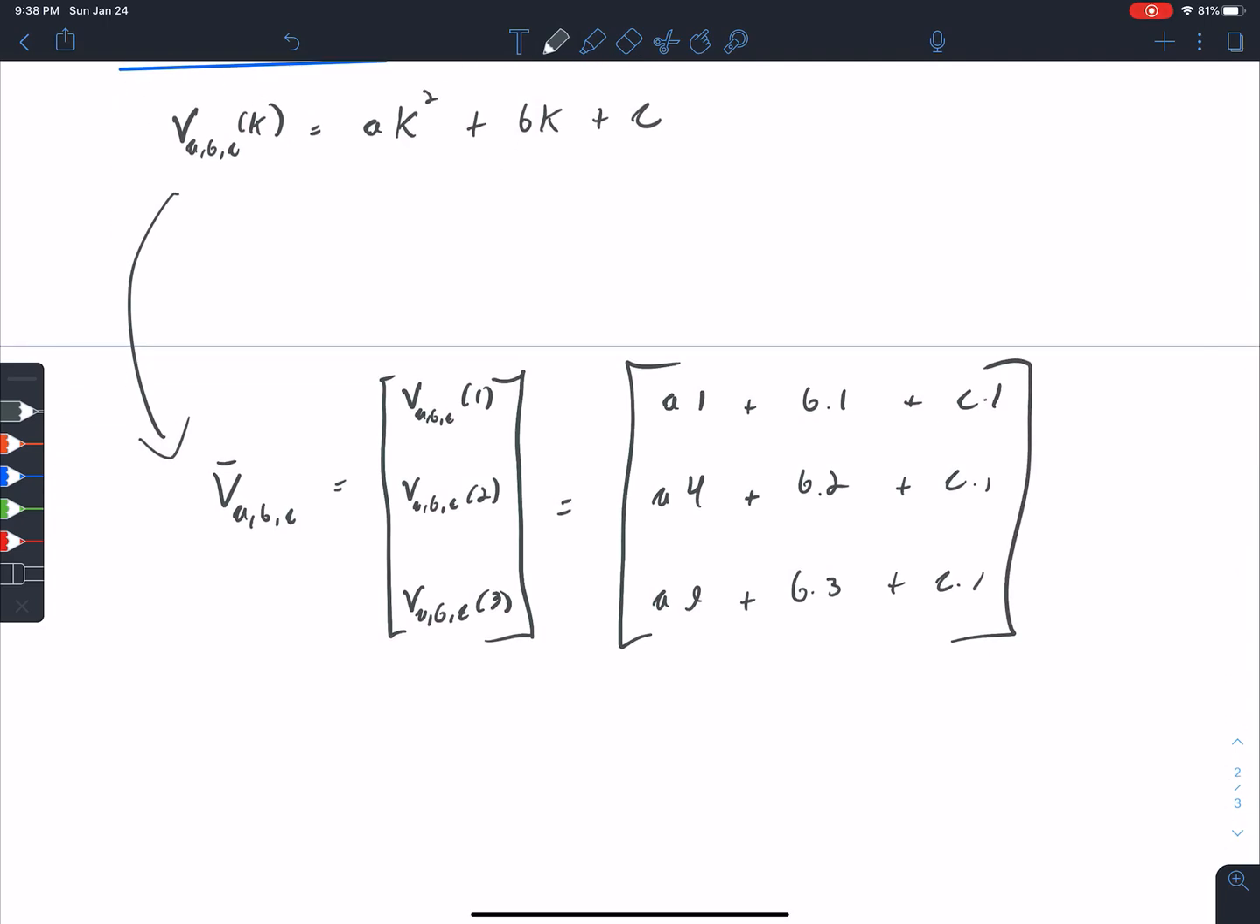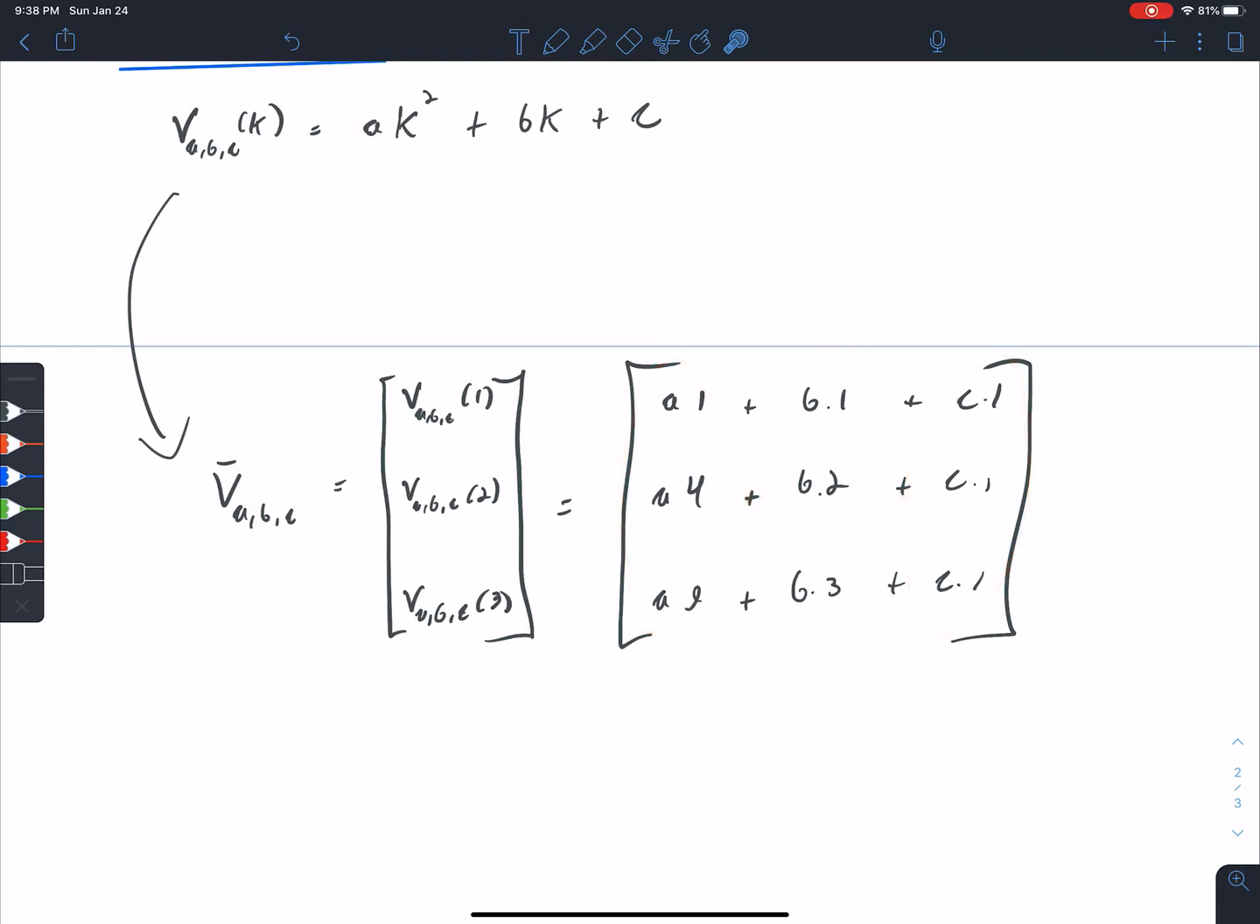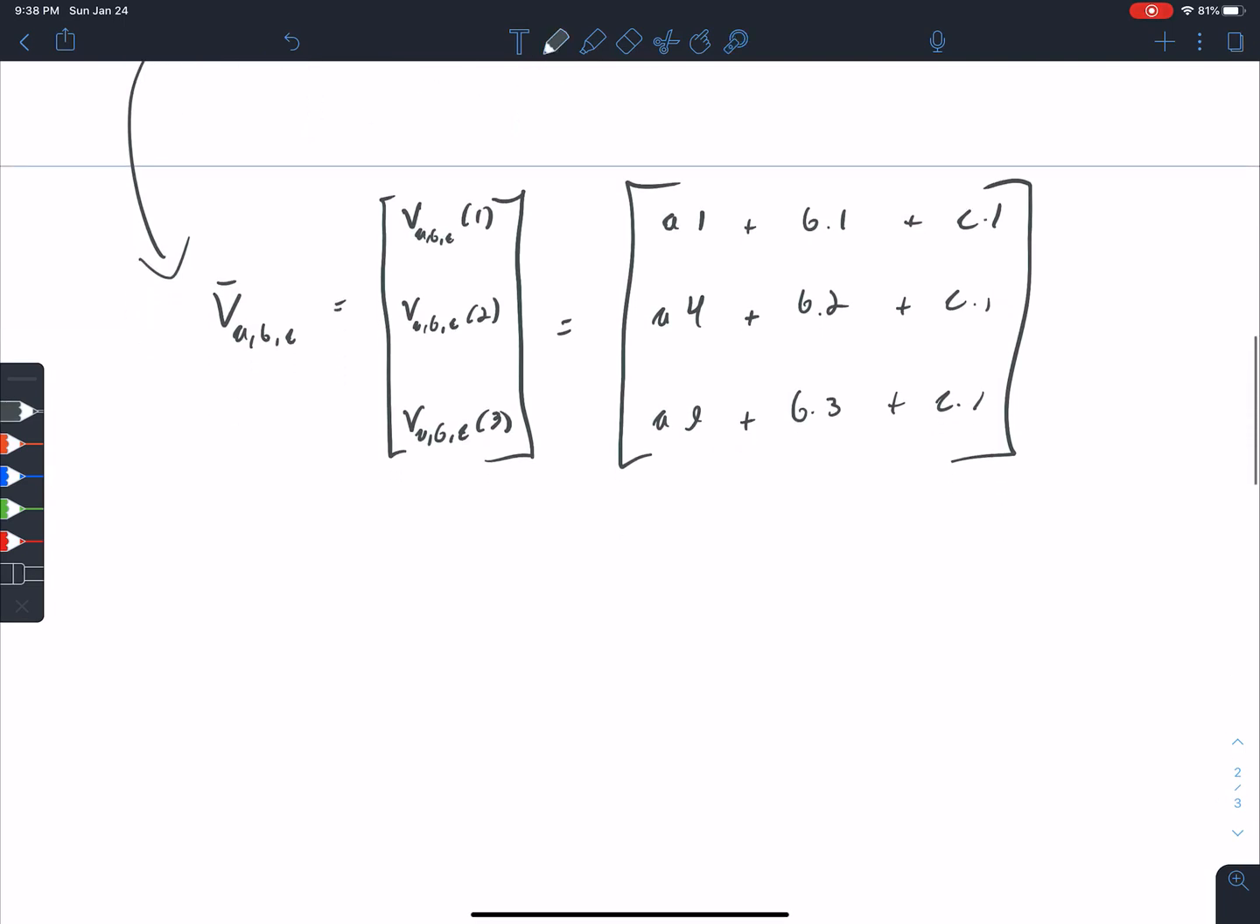And once again, I can look at this as a sum of 3 separate vectors. And I'm going to do the same thing that we did above. So we're going to separate the coefficients from the vector themselves. So this is a 1, 4, 9 plus b 1, 2, 3 plus c 1, 1, 1.